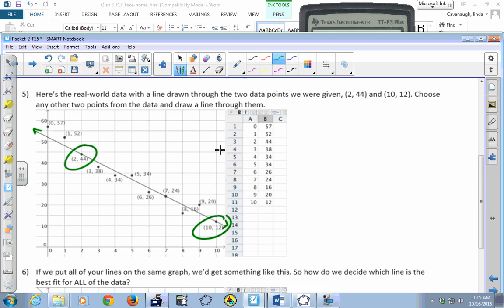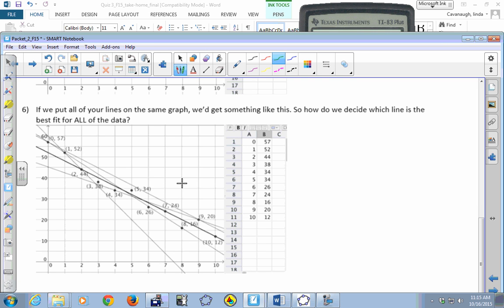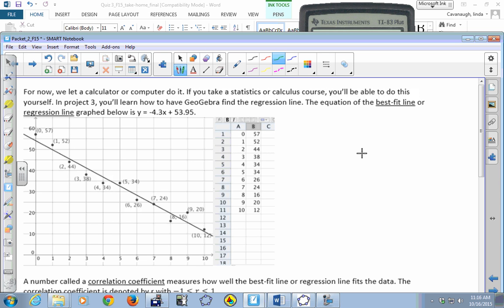Okay, so if I asked you to pick 2 points and draw a straight line, given that there's a number of different students in here, we could get any one of these lines on this graph. Some of them you can see are much closer to the data set than others. So the question arises, how do I find the line that's best? And in statistics or calculus, you can actually go through the mathematics of finding this line.